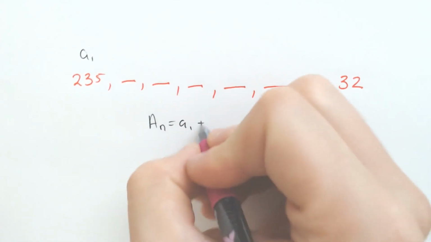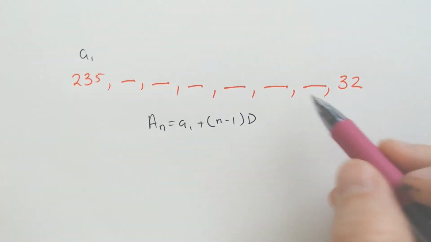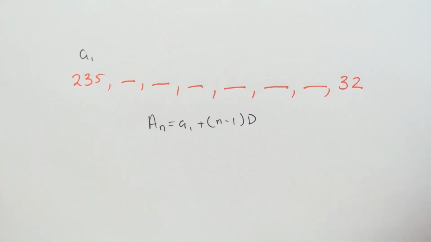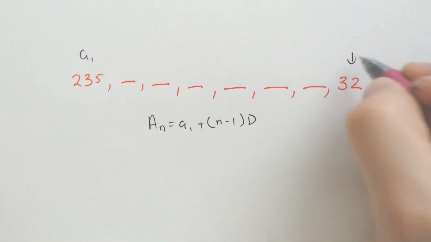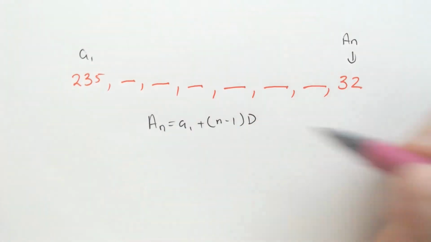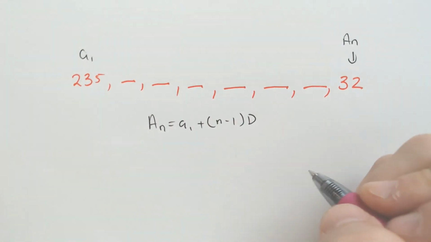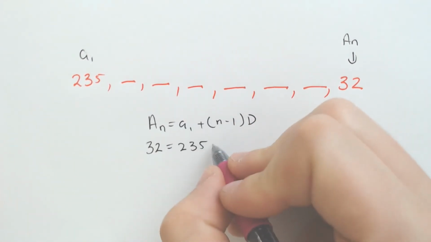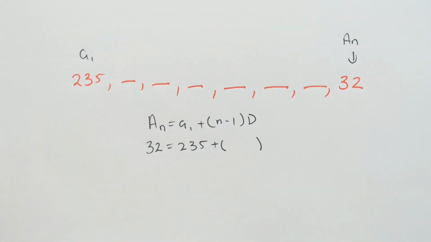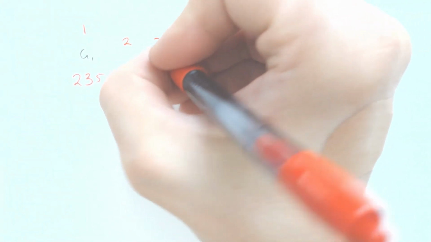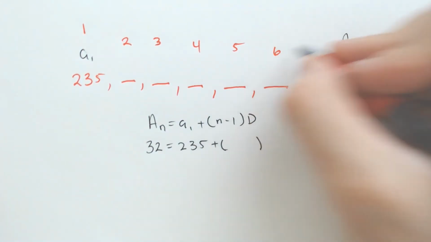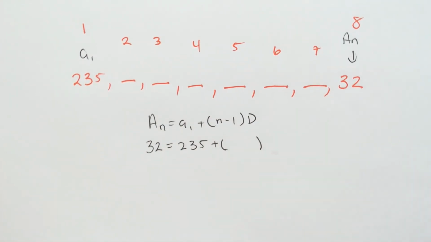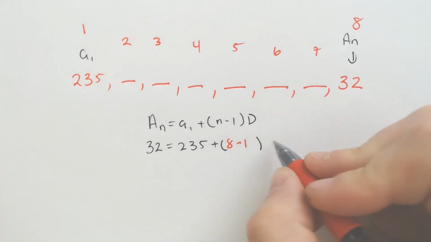a n equals a1 plus n minus 1 times d. And you could guess and check for this, but it would take a little longer, obviously. If I had to guess, the difference is going to be like negative 24 or something like that. This is your last term. Any given term would be our an, where you want to stop. So we're going to plug some things in. We got 32 equals, a1 is 235. What is our n? Well, our n is 1, 2, 3, 4, 5, 6, 7, 8. There are 8 terms.